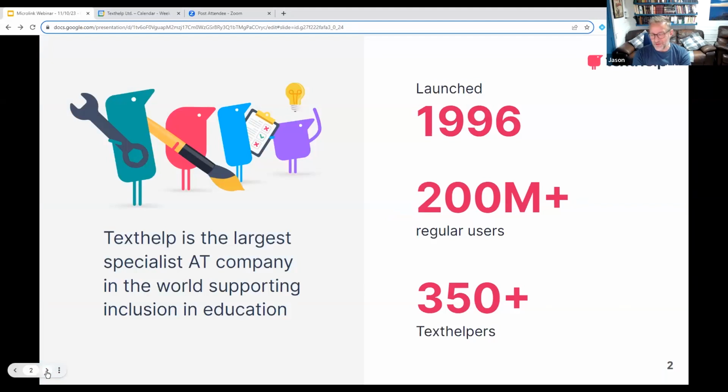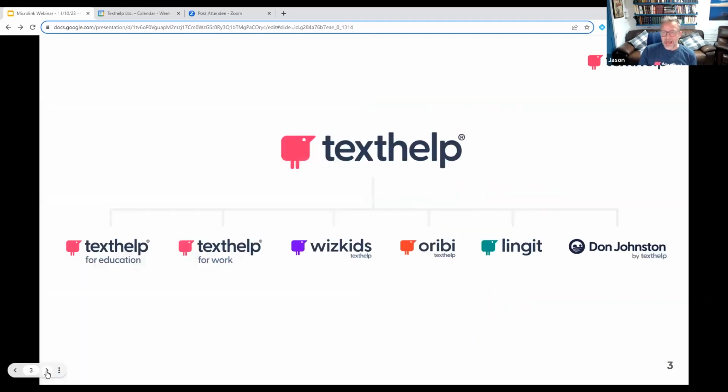But we have grown over the past almost 30 years to the stage now where we have around 200 million regular users of our software, and we have around 350 text helpers. So I'm a text helper, that's what we call our staff. And I don't say that in any way to boast about us as a company, but it's just to put your mind at ease that TextHelp are a company who are around the world and supporting millions of users who need support with assistive technology. You can see there the group itself spreads across international boundaries. There's TextHelp for Education and TextHelp for Work here in the UK. Then across in the Nordics we have the likes of WizKids, Aribi, Linga, and then recently we acquired Don Johnston as part of the brand in the US.